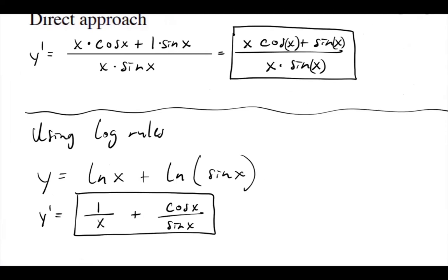Look at our two answers. The two boxes are our two answers. They're supposed to be the same. They don't look the same. Why aren't they the same? Yeah, the common denominator, right? They are the same. But to get them to be exactly the same, I would have to find a common denominator here and here, right? What was the common denominator between x and sine of x?